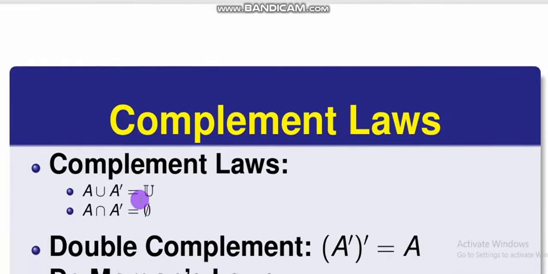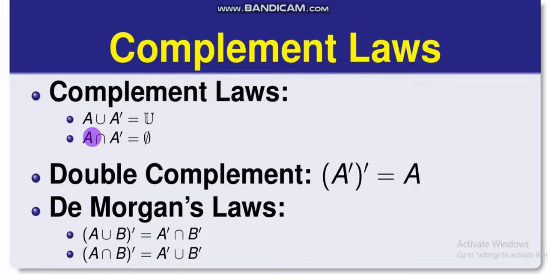So this makes sense. Then the second one says A intersection A complement. A complement contains elements that are not in A. Remember from the definition, right? So there will be no element in common to them, so the intersection will just be an empty set. Then we have the double complement. If you have A complement and then you are finding its complement, it will just be A.